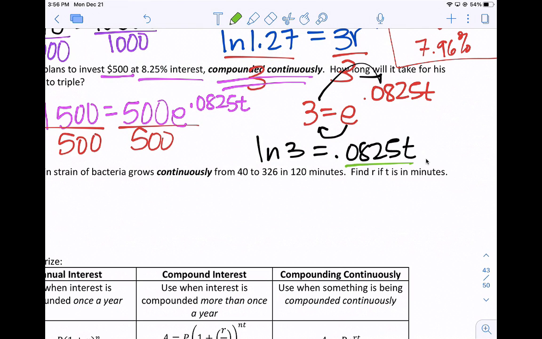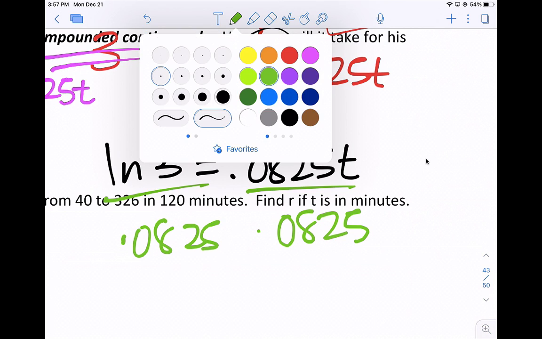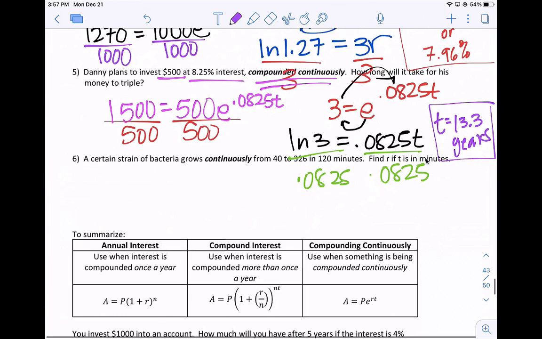To get t by itself, we will divide each side by 0.0825. Oh, not t, I'm sorry, we leave t on that side. Okay, so then you type it in. I'll just do my calculator here. So ln of 3 divided by 0.0825, and we get t equals about 13.3 years. Okay, so that long to take for Danny to triple his money. If he could find an interest rate at 8.25% compounded continuously, you can triple your money in 13.3 years.